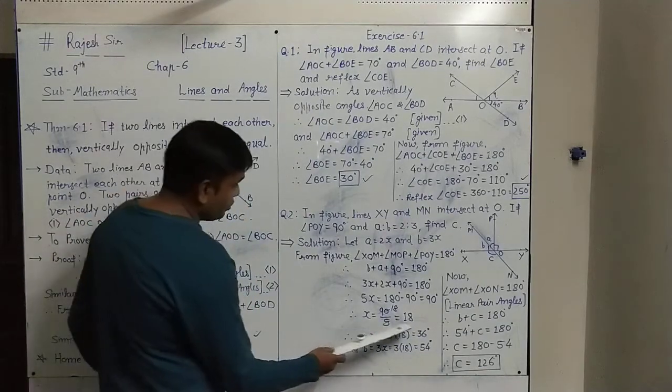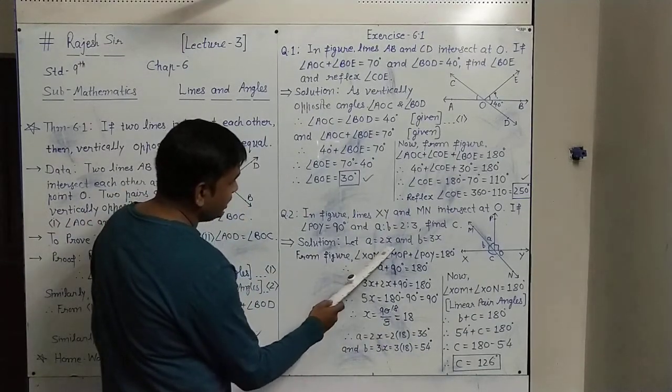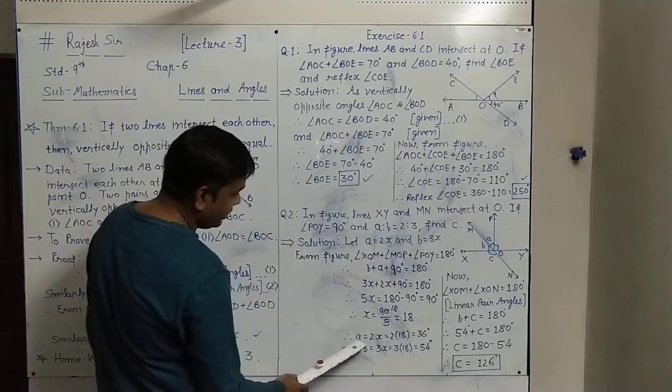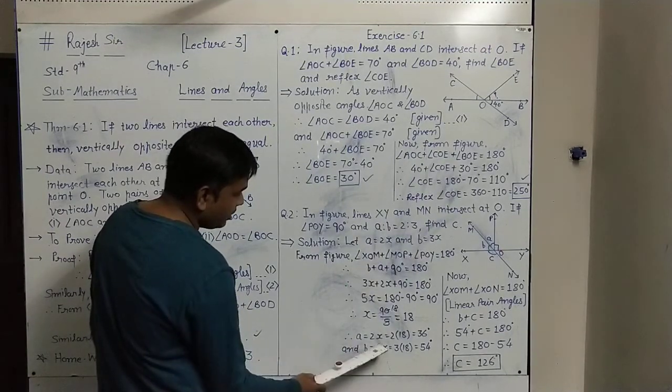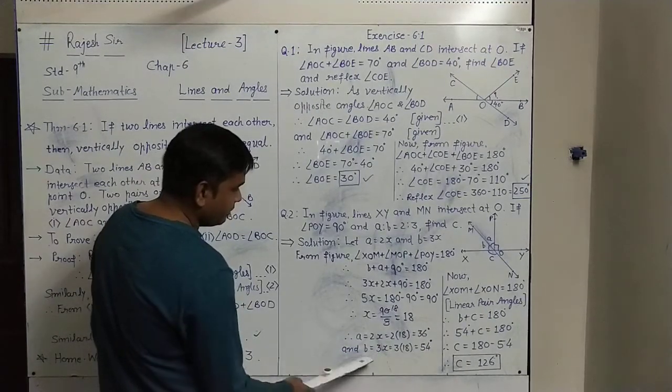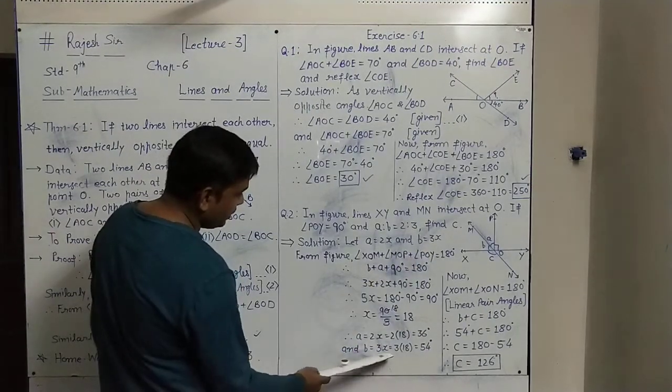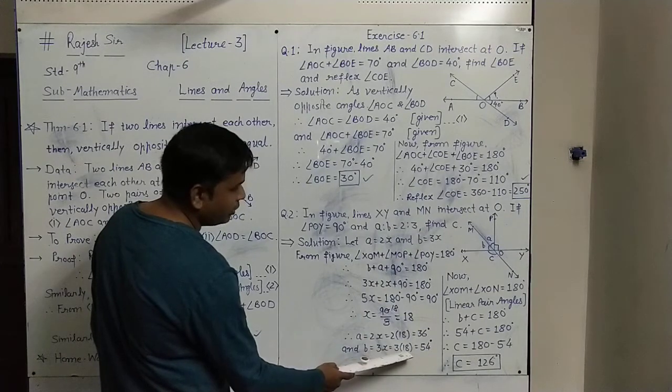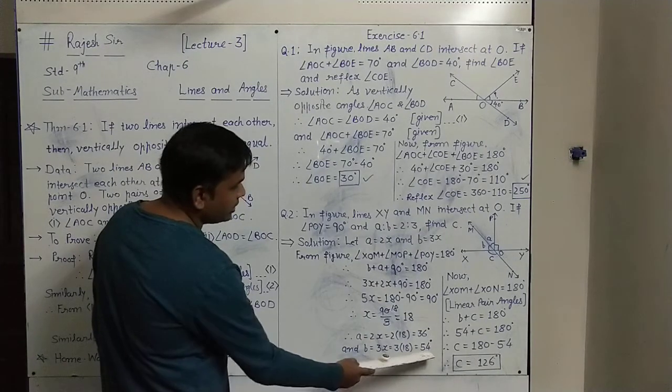If we have x equals 18, we can find A and B that we assumed. A equals 2x, so 2 into x is 2 into 18, which is 36. And B equals 3x, so 3 into 18, the value of x, is 54.